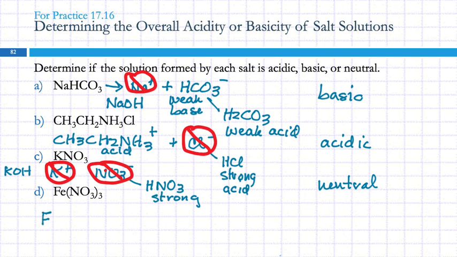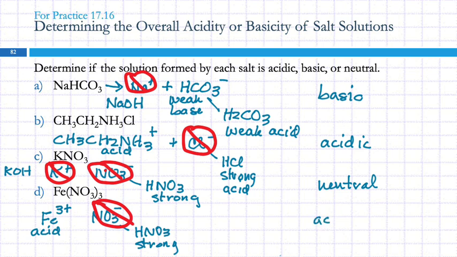Here we've got Fe3+, and we have NO3-. Do we recognize this guy yet? Small, highly charged metal, right? Fe3+, Al3+, just 2 of them. So this is going to act as an acid. If we don't remember why, that's fine. And here, the conjugate acid for that is strong, and so that doesn't do anything. So we end up with an acidic solution.